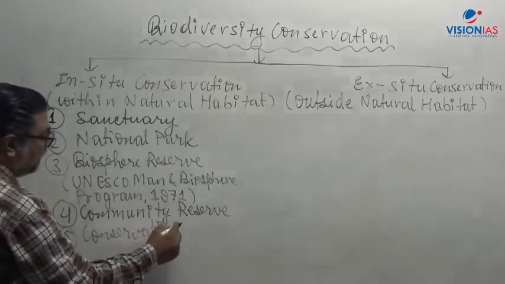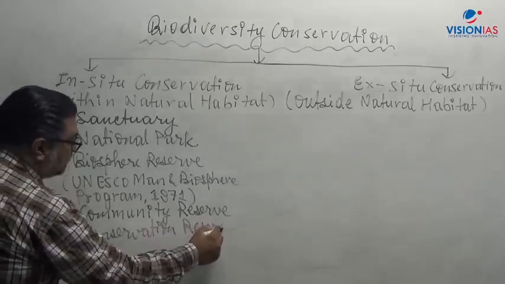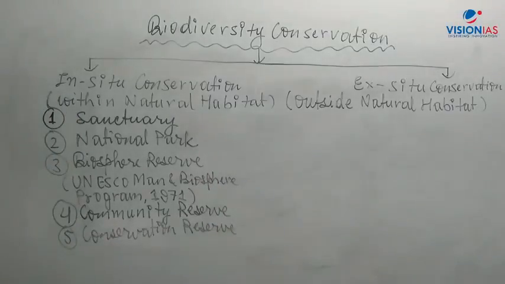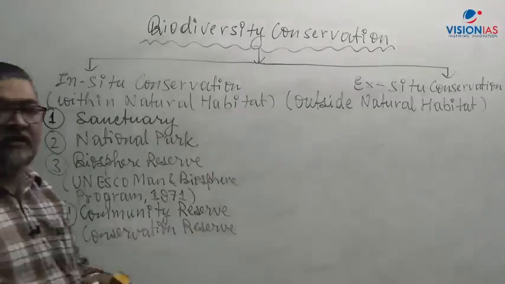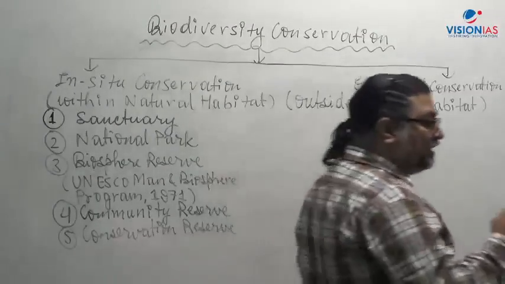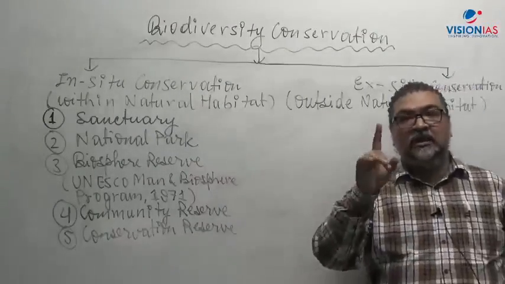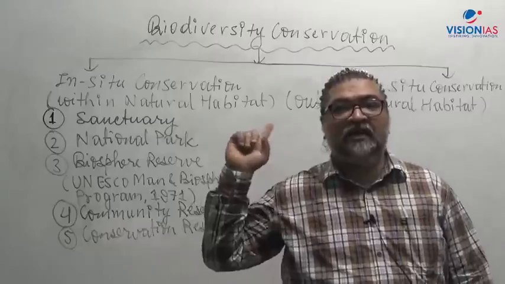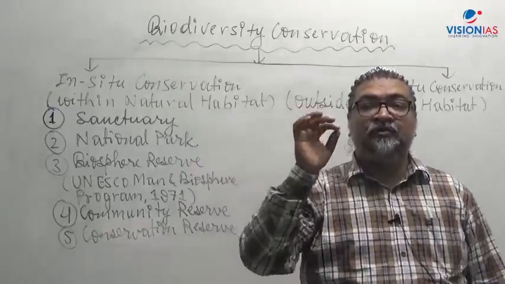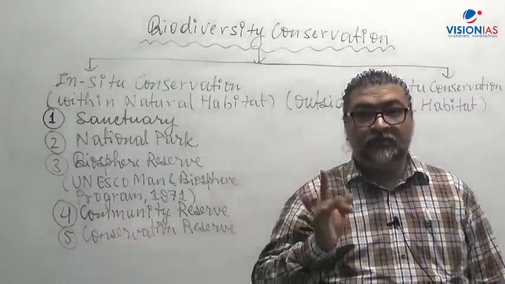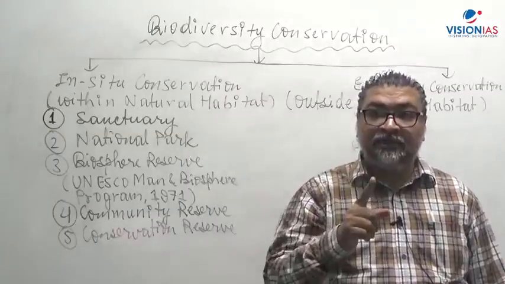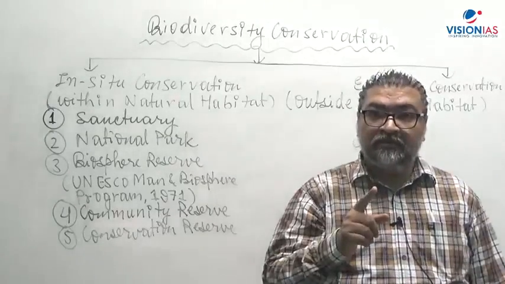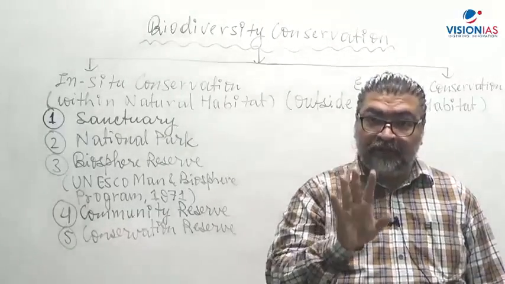Community reserve and conservation reserve. This has been done under the amendment to the Wildlife Protection Act. See, again, I'll tell you very clearly. This diagram, this flowchart I am doing just to give you first overview. What is national park? What is sanctuary? What is biosphere reserve? We are going to go into detail.